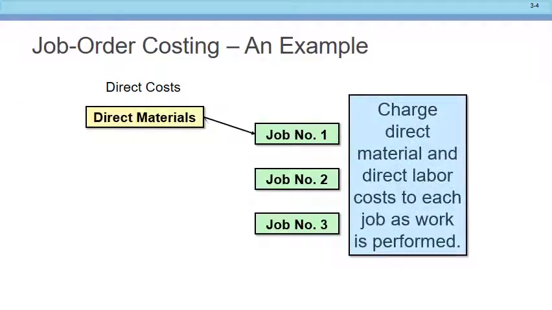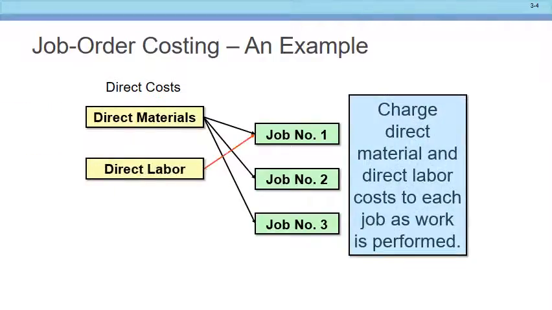Okay, so if we're using job order costing, we're going to track our cost by job. So what are our product cost, our manufacturing cost include? Our direct labor, our direct material, right?